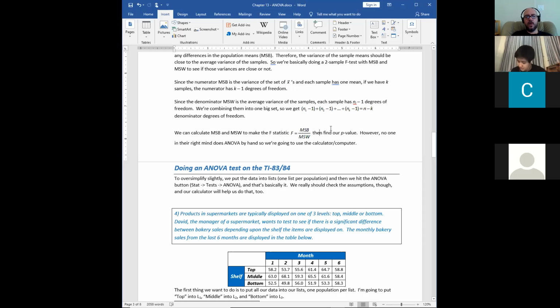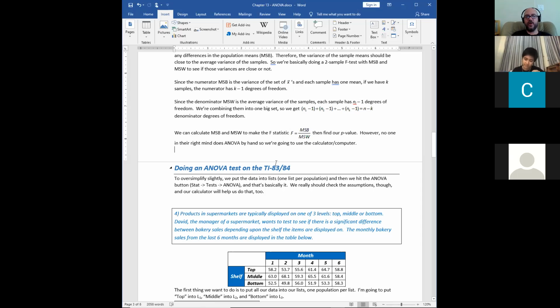Now, I will tell you this. If you try to do this by hand, it is a huge mess. If you look in the book, and every book I've ever seen does the same thing, they don't even give you the formula in one big form because it's too big. They give you MSB over MSW, and then the formula for MSB, which is kind of a mess, and the formula for MSW, which is kind of a mess. If you wrote the whole formula out, it would take up an entire line. We're not going to do any of that. We're going to use the calculator because that's easy.